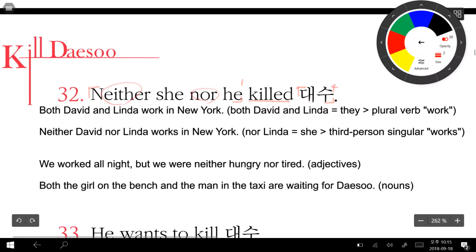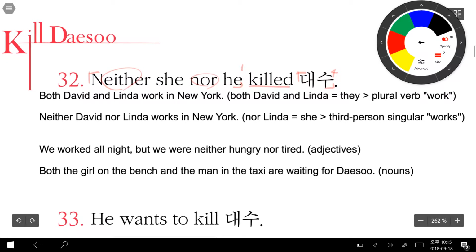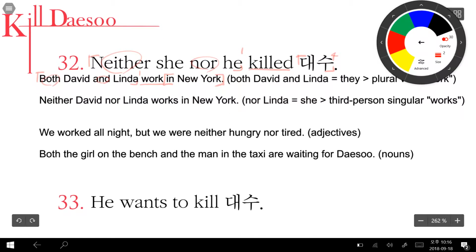The positive form of this correlative conjunction is both and. Compare them in these two examples. Both David and Linda work in New York. Neither David nor Linda works in New York.